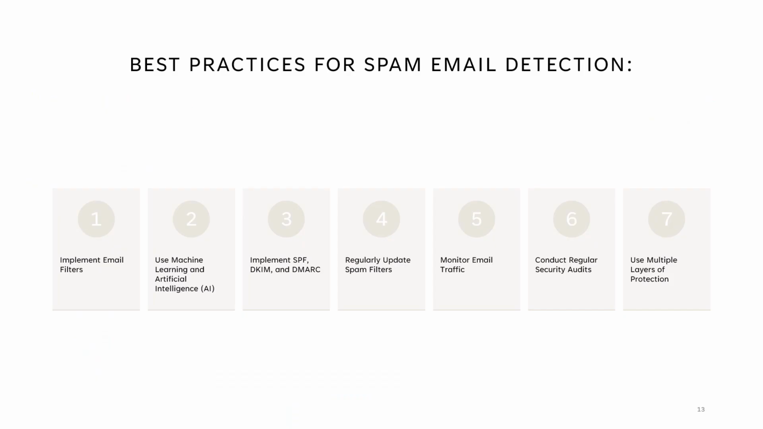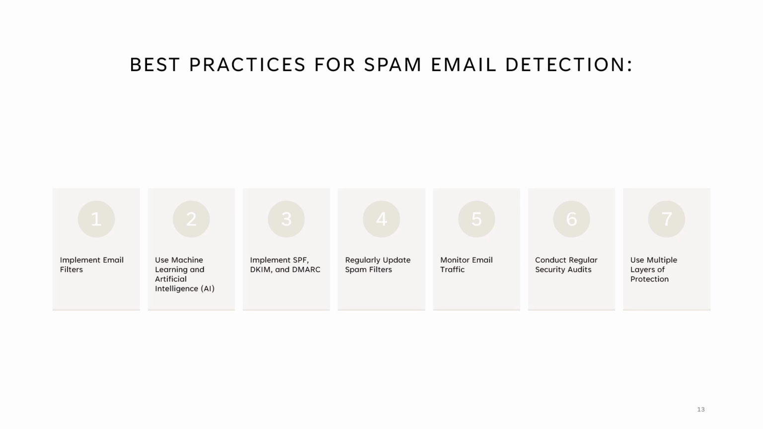Here are some best practices for spam email detection. Implement email filters. Implementing email filters can help detect and filter out spam emails. Email filters use rules that check incoming emails for specific criteria such as sender, subject line, and content, and then automatically send them to the spam folder.